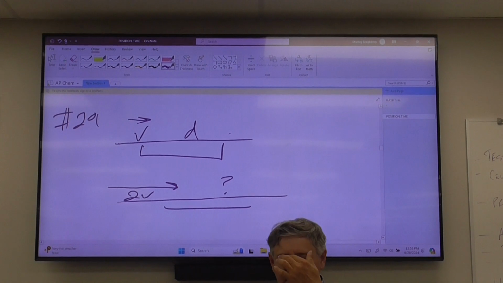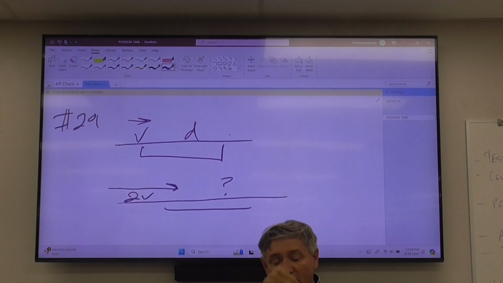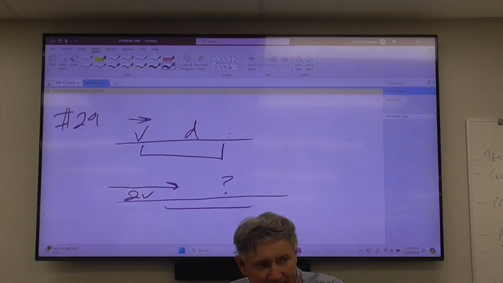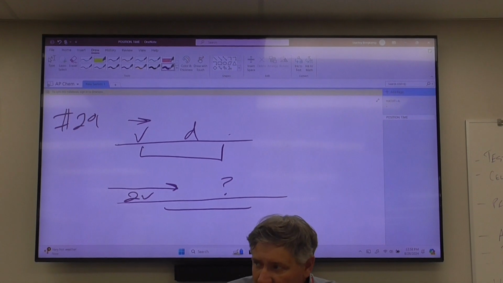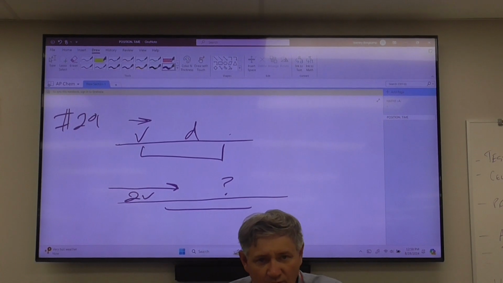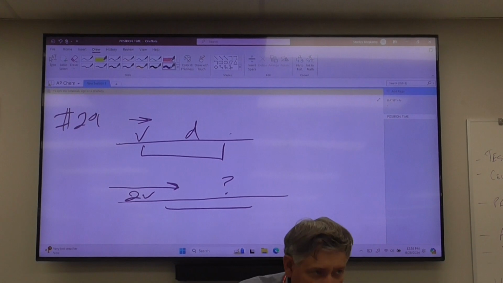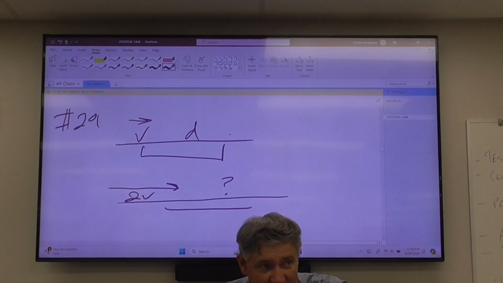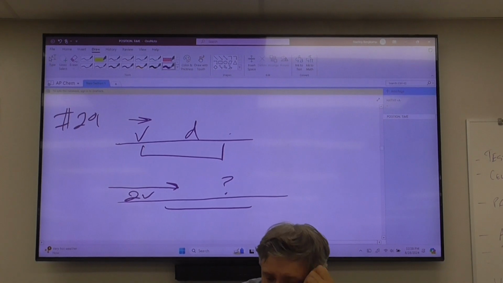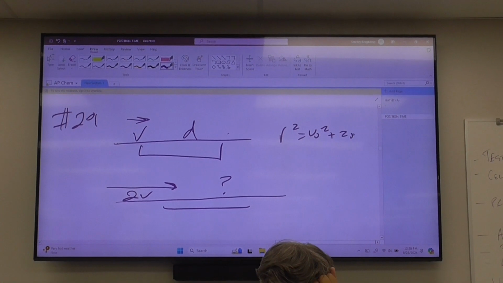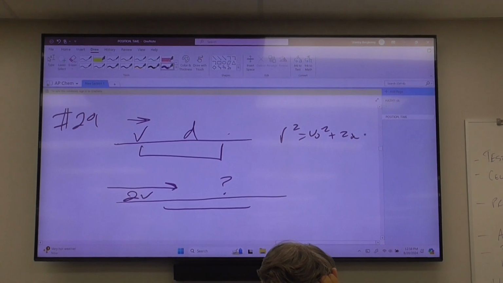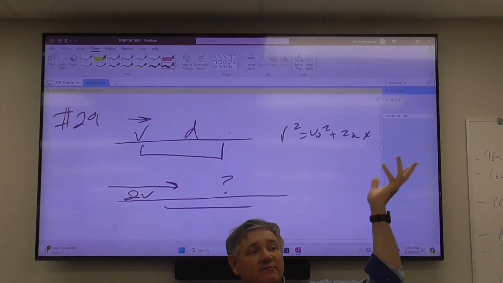So let's start with this idea. What variable do you not have? Time. You don't have time. So right away, when you don't have time, we're going to look at the equation v squared equals v naught squared plus 2ax, or 2ad, however you want to put it.